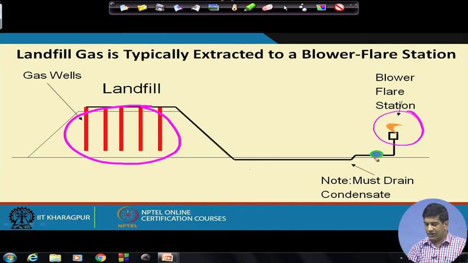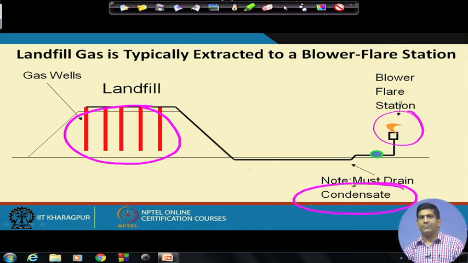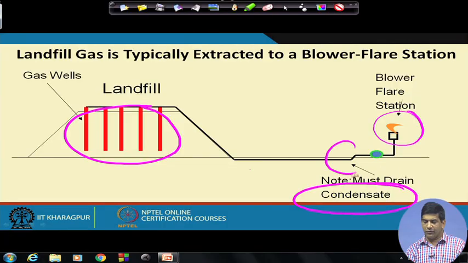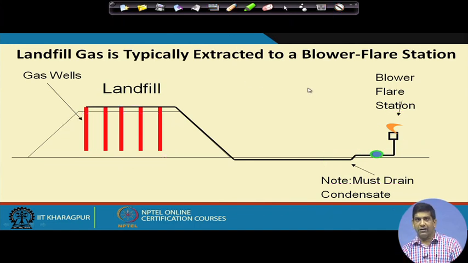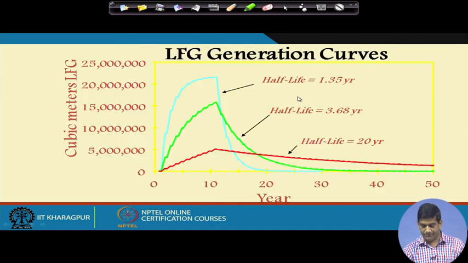Before it gets to the flare station, since this gas is a little bit moist and a little bit warm, when it comes out into the ambient temperature, it tries to cool down. So you will have condensation happening, and as part of the condensation, you will have what is known as condensate. Since this condensate is water with very low pH, we need to remove it before the gas goes to the blower flare station. That's one of the important aspects of a landfill gas collection system as well, because we tend to forget that there has to be condensate removal.